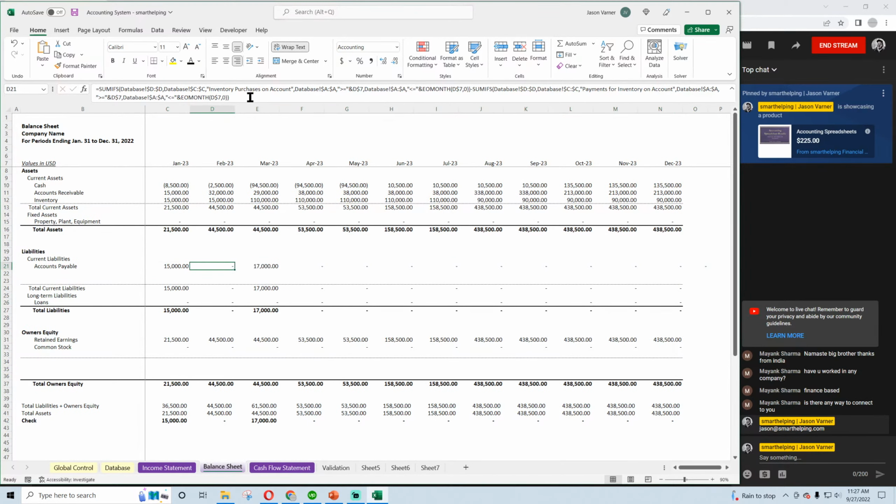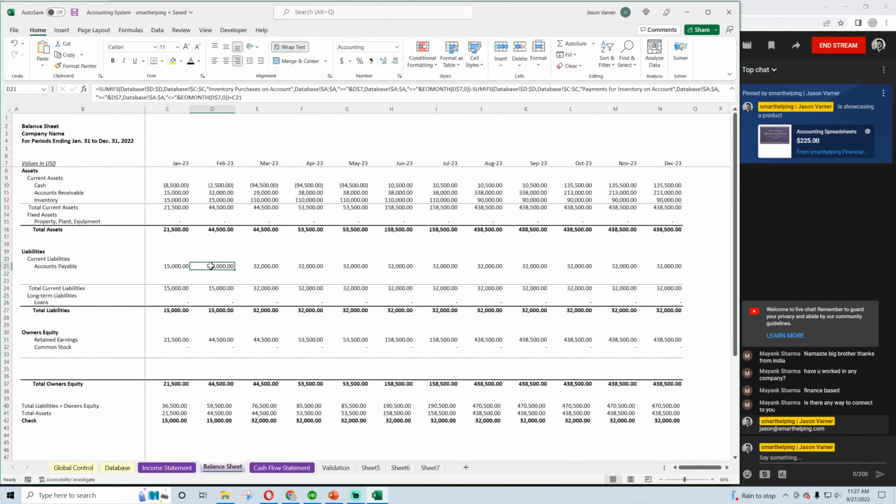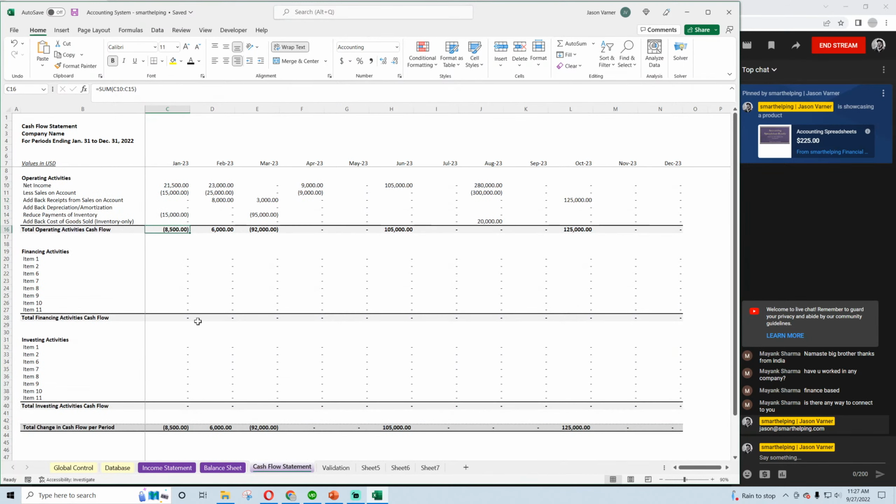So there's that. And then again, we also want to add the ending balance. When this is all done, I will make this go out for a period of up to 20 years as well. 15. Okay. Now, what is our other entry? So we've got payables rising. We have inventory rising. What else did we do here? Reduce payments of inventory. That has to happen.